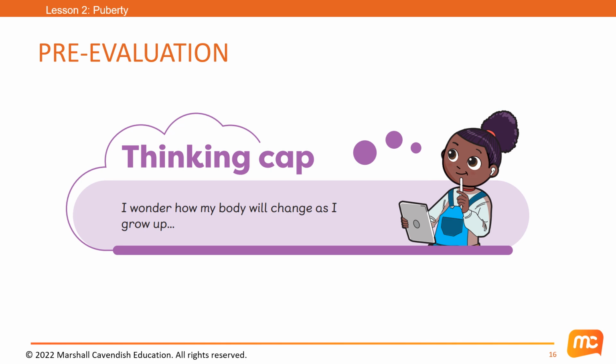For example, you are now in P6, you can think about your little brothers and sisters in P1. Do you look different from them? So those are the things that you can think about while we go to the next slide.